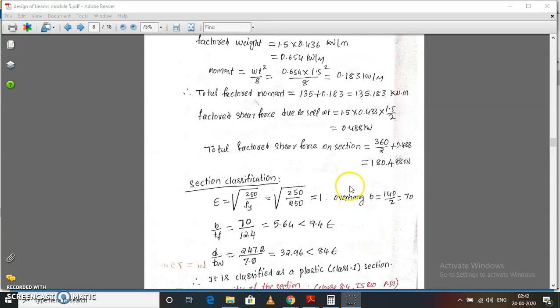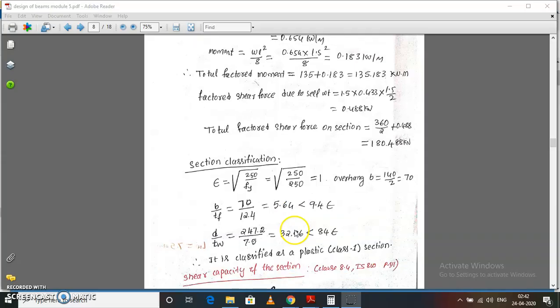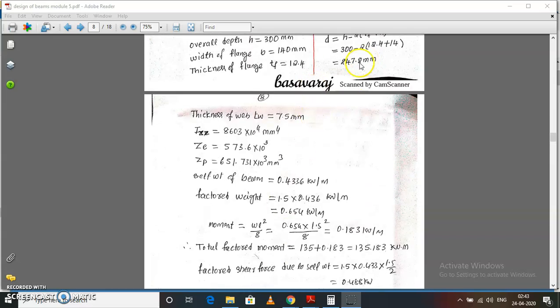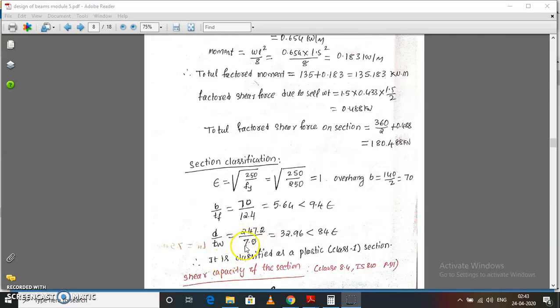Now let us classify the section. First calculate the epsilon value. Epsilon equals root of 250 divided by Fy. Fy value is 250, therefore this value also is 1. Now the overhang of the flange is B equal to 140 divided by 2, that is 70. Now calculate b by TF, that is 70 divided by thickness of flange 12.4, equal to 5.64, and d by tw, the depth of the web we have calculated here, 247.2 divided by thickness of web 7.5, equal to 32.96.